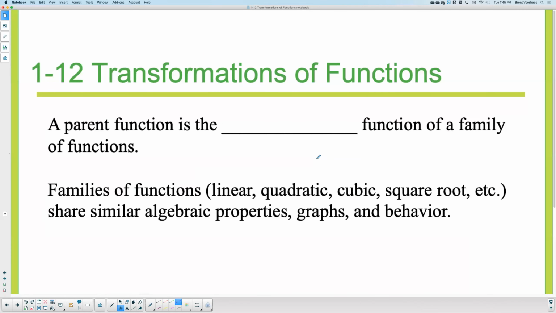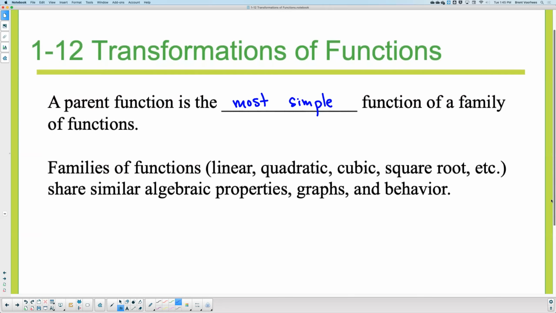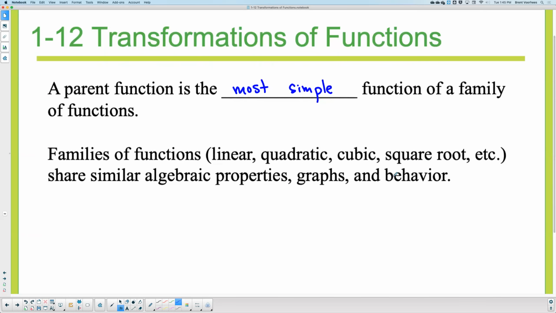when we look at these, what I want you to know before we get started is about the parent function. A parent function is the most simple function, or you could say simplest function, of a family of functions. Family of functions, linear, quadratic, cubic, square root, etc., share similar algebraic properties, graphs, and behavior.